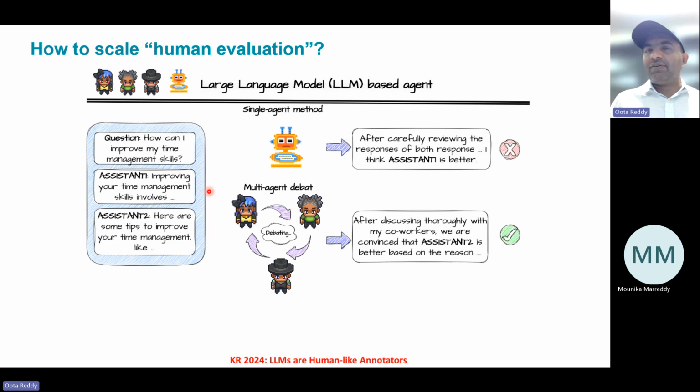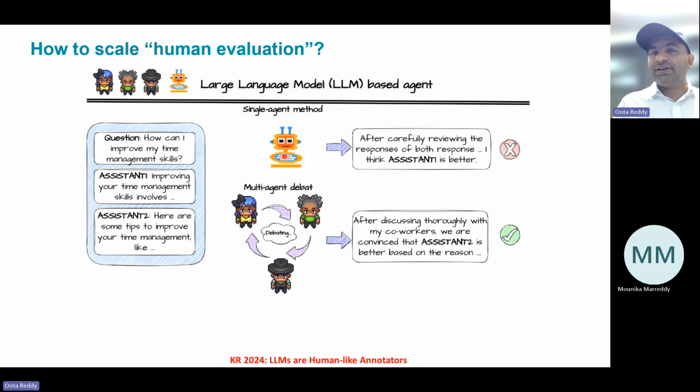So that is why they have come up with the idea of the Chatbot Arena platform, where the user just has to provide which answer is better, and they just need to tick that this particular answer is better. So that is how they rank the model responses. So question: how can I improve my time management skills? One LLM provides one answer and another LLM provides another answer.